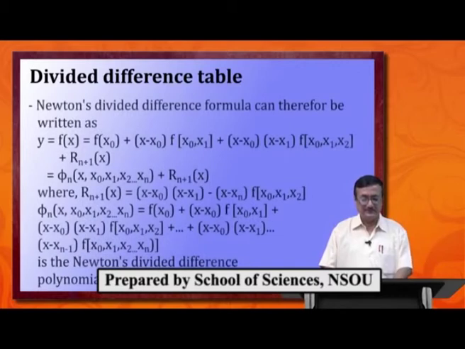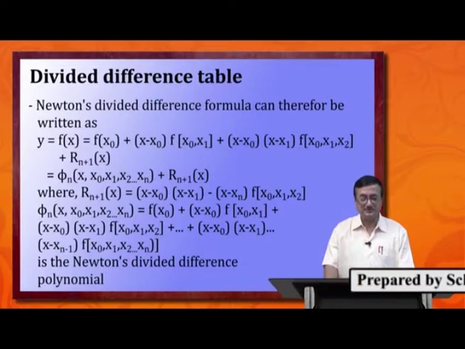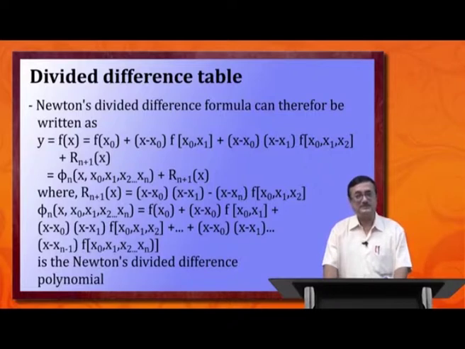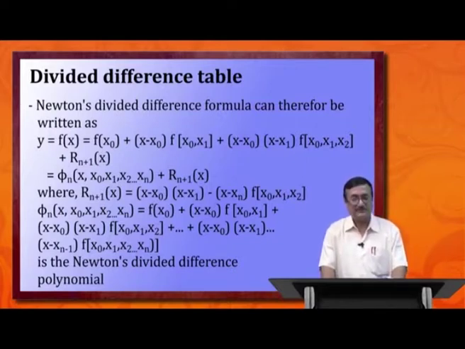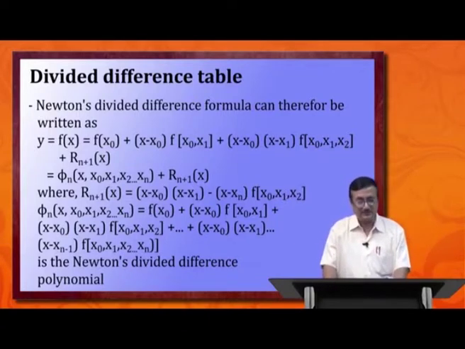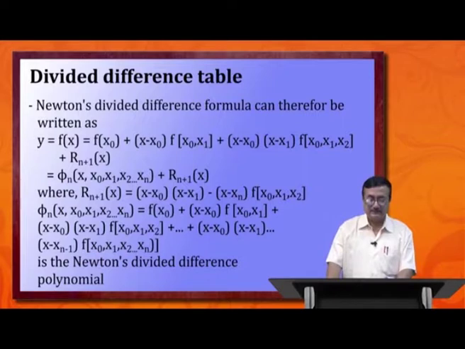Newton's divided difference formula can therefore be written as y is equal to f(x) is equal to f(x0) plus (x minus x0) into divided difference f[x0, x1] plus (x minus x0) into (x minus x1) into divided difference f[x0, x1, x2] plus etc., plus (x minus x0) into (x minus x1) up to (x minus x(n minus 1)) into divided difference f[x0, x1, up to xn], plus the remainder term, which is R(n+1), given by R(n+1) is equal to (x minus x0)(x minus x1) up to (x minus xn) into divided difference f[x, x0, x1, up to xn]. This is the remainder term.